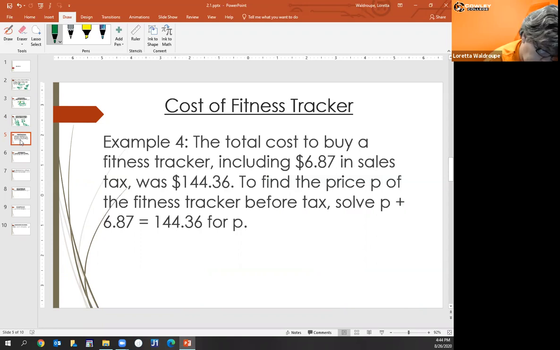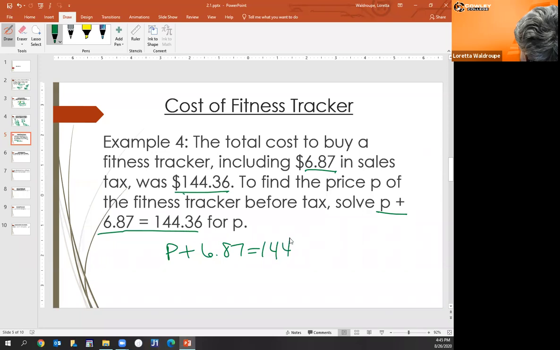The total cost to buy a fitness tracker, including $6.87 in tax, was $144.36. To find the price P of the fitness tracker, solve P plus 6.87 equals 144.36. What's over there with the P? This positive 6.87. How do I move it to the other side? It's added. I subtract.